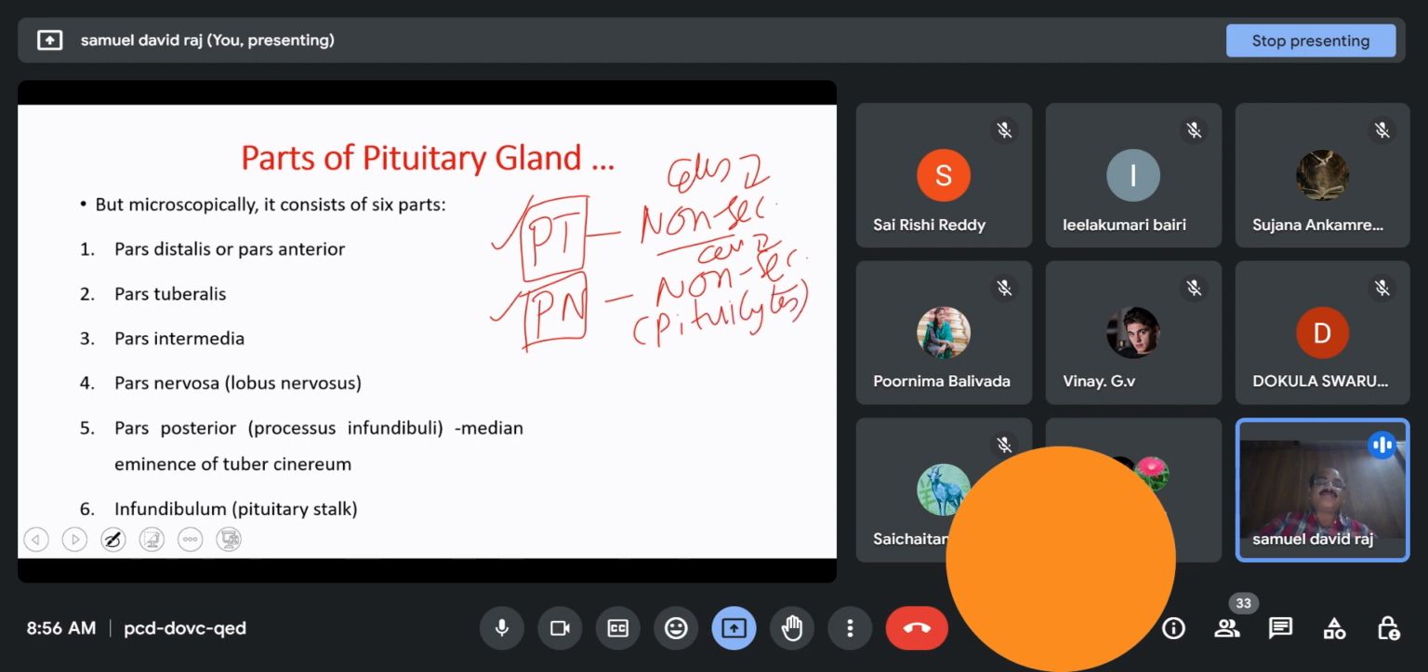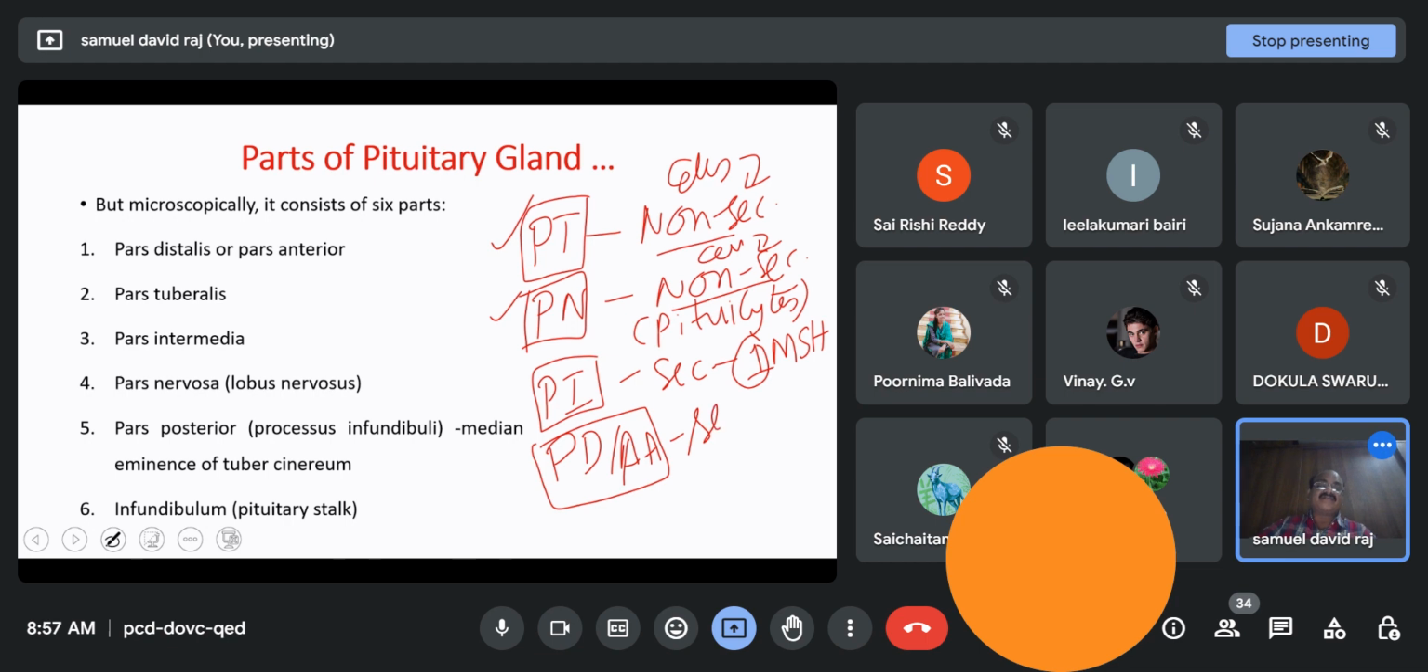The cells of pars nervosa are given the name pituicytes, which are non-secretory in nature. And the third part is said to be pars intermedia. This is secretory in nature, and it secretes one hormone that is called melanocyte stimulating hormone. Only one hormone it secretes. And all the remaining hormones are secreted by pars distalis or pars anterior.